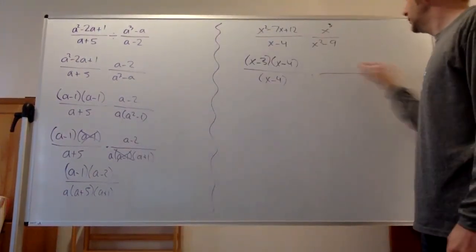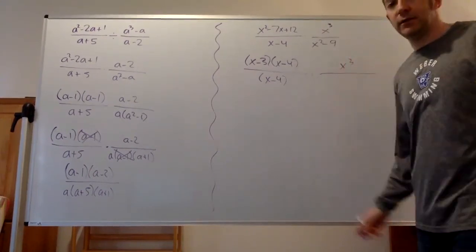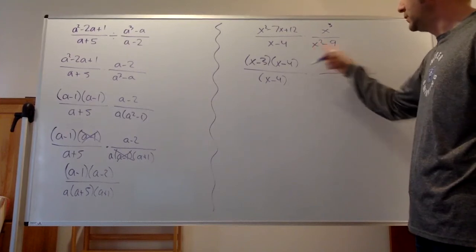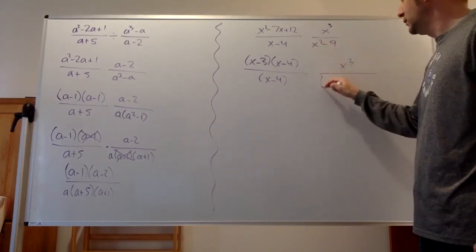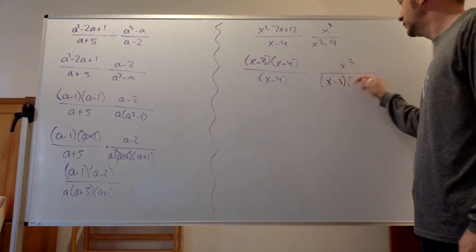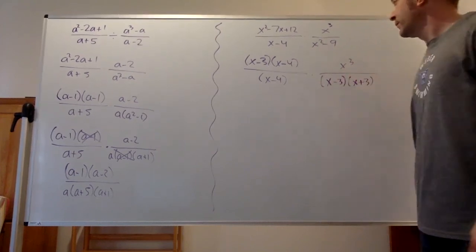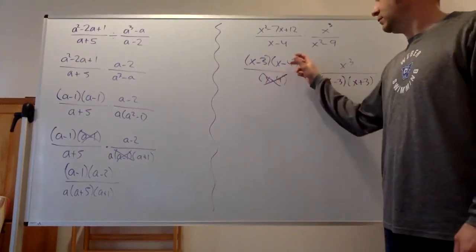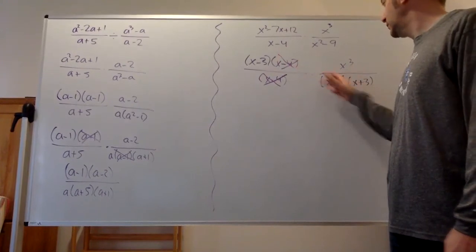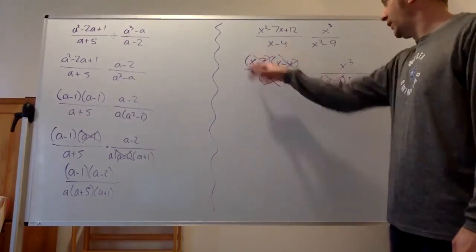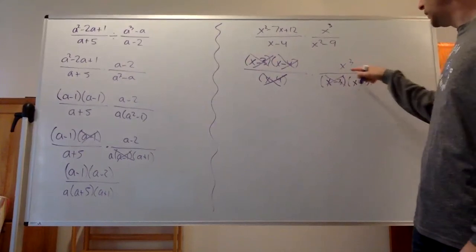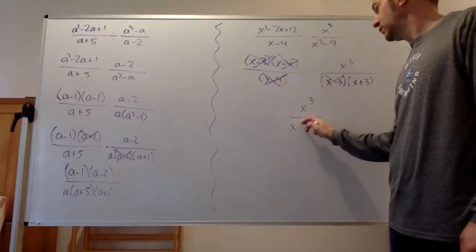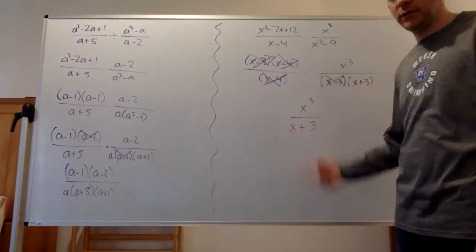The top, x cubed on its own can't be factored, but this can. That's again the difference of squares. x squared minus 9 is x squared minus 3 squared. So that's x minus 3 times x plus 3. Then I see these x minus 4s cancel, boom, and these x minus 3s cancel, boom. This whole thing is gone. All I'm left with is what's over here, x to the third over x plus 3. And nothing else there can be factored.